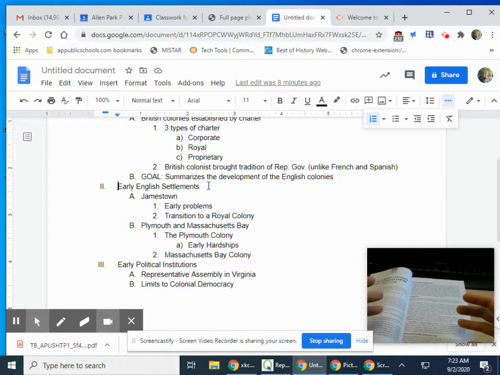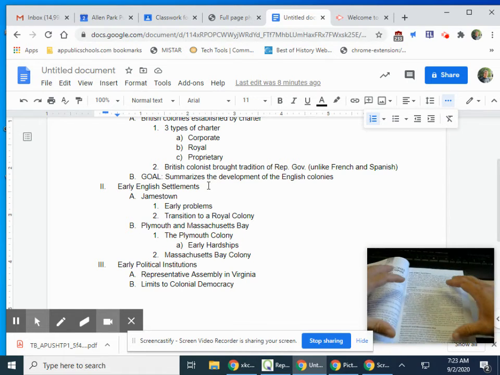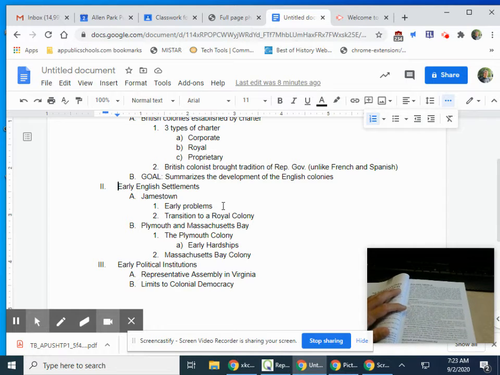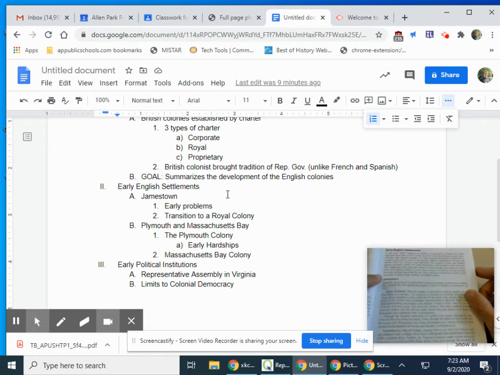I'm going to give you guys a lot of reading, and you might not read this word for word, but the important thing is to skim this and find what is that important information. Okay, so early English settlements. I'm going through my notes. I'm looking at my book here.